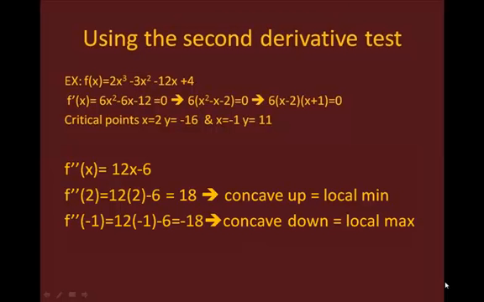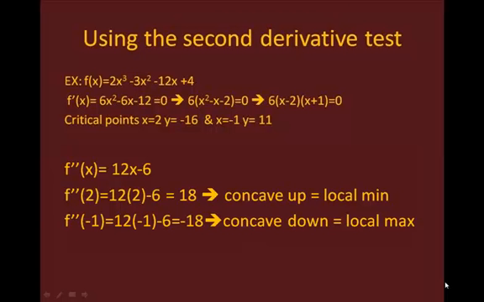to use it. So again, keeping the same example, we know that the first derivative of our function is 6x squared minus 6x minus 12, and we found our critical points to be x equals 2 and x equals negative 1. To use the second derivative test, we need to calculate the second derivative. So again, the second derivative is the derivative of the first derivative. So our first derivative was 6x squared minus 6x minus 12. So the derivative of that is going to be 12x minus 6.